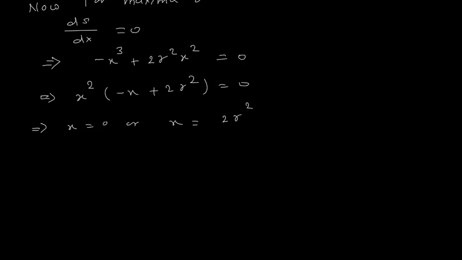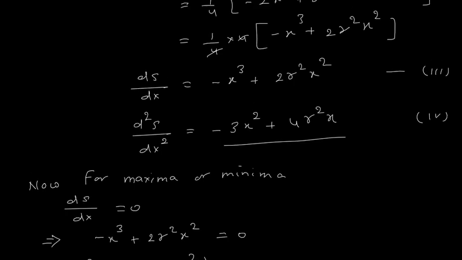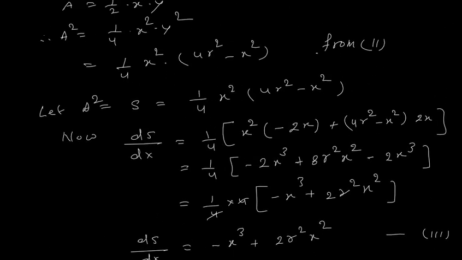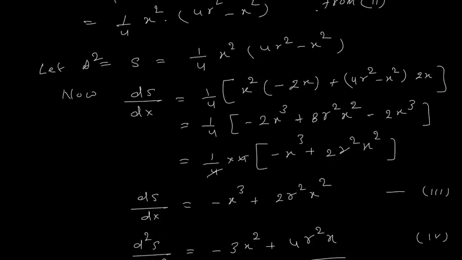Let us see again, we will just revise the derivative what we have done. The first area square we have found as 1 upon 4 x square into 4r square minus x square. Then ds upon dx is 1 upon 4 x square into, we differentiate it. So here we got minus 2x, then 4r square minus x square. We differentiate this x square and we got 2x.